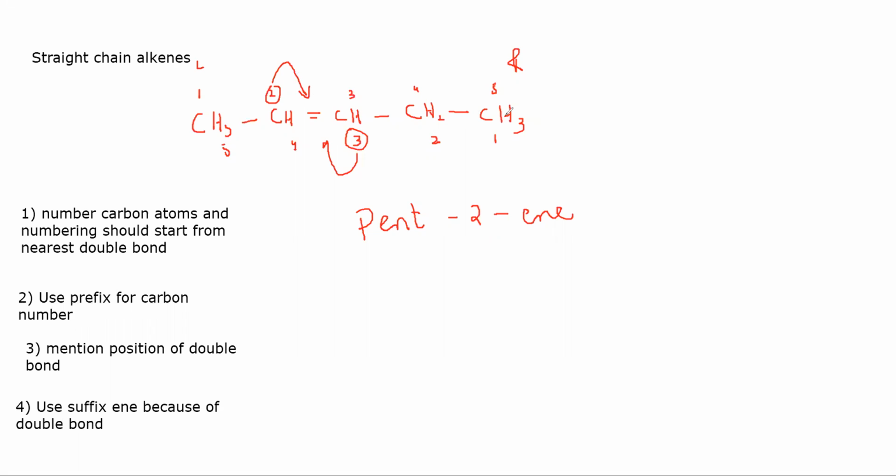Use the prefix for the carbon. So how many carbon atoms are there? 5 carbon. That's why we say pent. Then mention position of a double bond. Which position we have a double bond? The double bond is with the second carbon, so we'll say 2. And because there is a double bond, we say "-ine". So it is pent 2 "-ine".